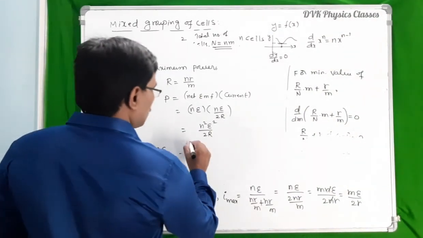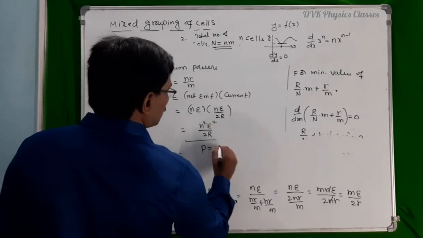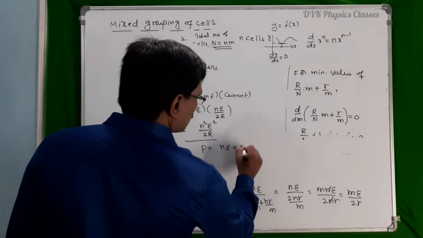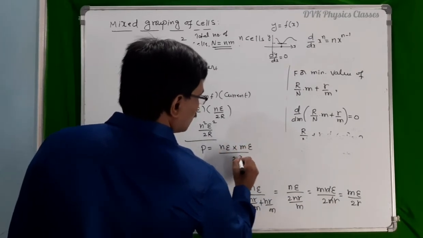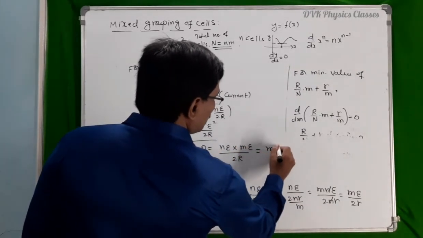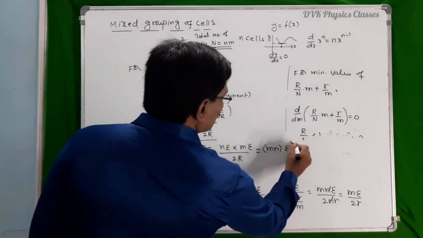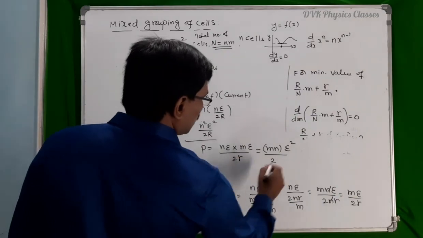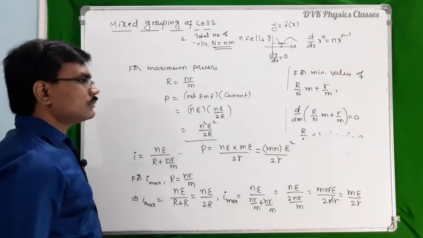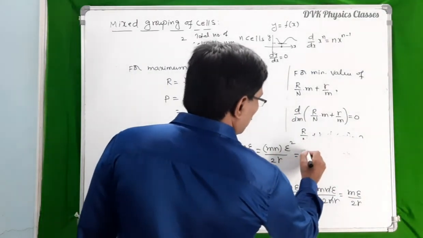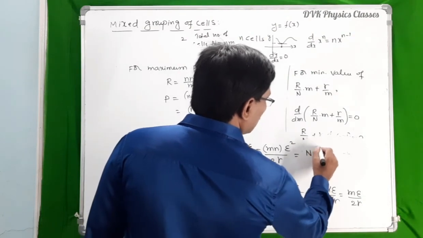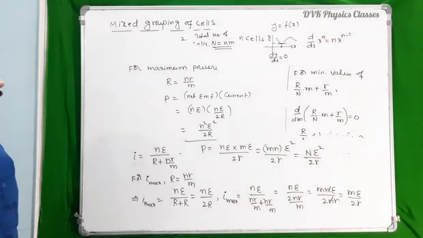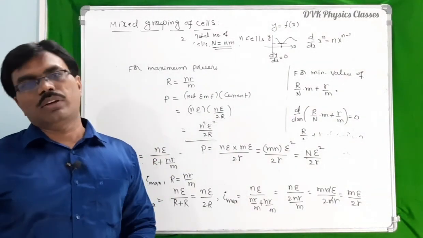Or otherwise, what can be another formula? Net EMF is NE into I maximum, and another formula of I maximum is equal to mE upon 2r. So here also it is m into n, E square upon 2 times small r. And m into n is nothing but the total number of cells in the mixed grouping, divided by 2 times r. So this is the expression for maximum power drawn from the mixed grouping of cells.